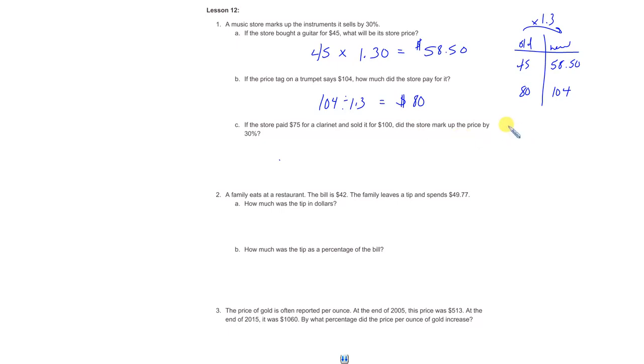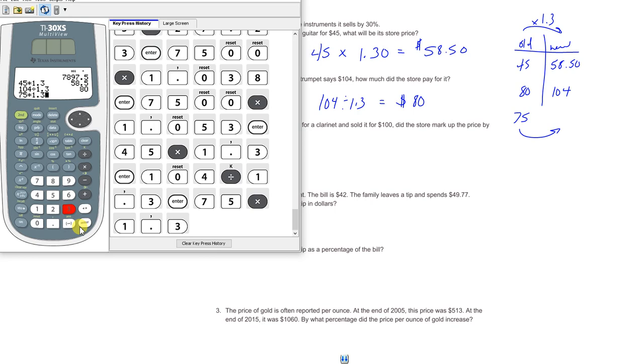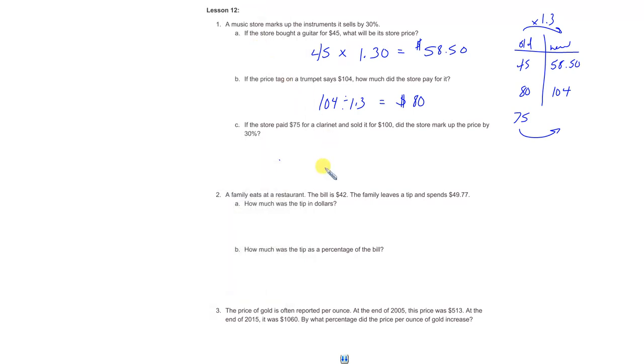All right, if the store paid $75 for a clarinet and sold it for $100, did the store mark up the price by 30%? Well, if they did, then we should be able to multiply 75 times 1.3. And let's see if that works. 75 times 1.3. I don't believe this one's going to work. No, it would only have been $97.50. So they marked it up a little bit more. So did the store mark up the price by 30%? No, because that would have been $97.50 if it was truly 30% growth. All right, and that's number one.